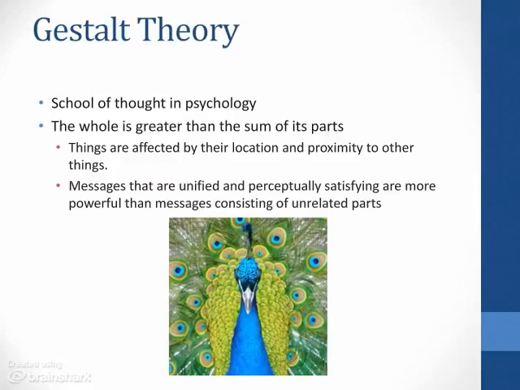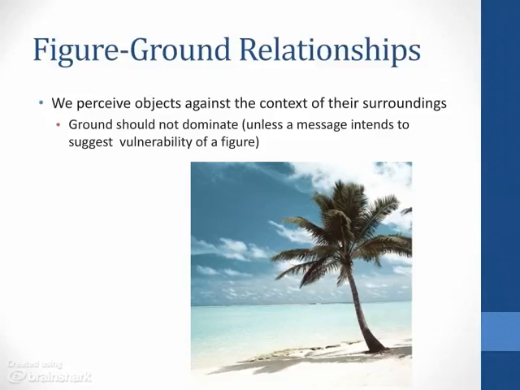Now, your textbook talked about Gestalt theory, which is a particular school of thought in psychology that really focuses on this idea that the whole altogether is greater than if you added up its individual component parts. An easier way to think of it is just to recognize that the things that we see are affected by their location and proximity to other things. And how we apply this in persuasion is making sure that our messages are unified and that perceptually they seem to go together.